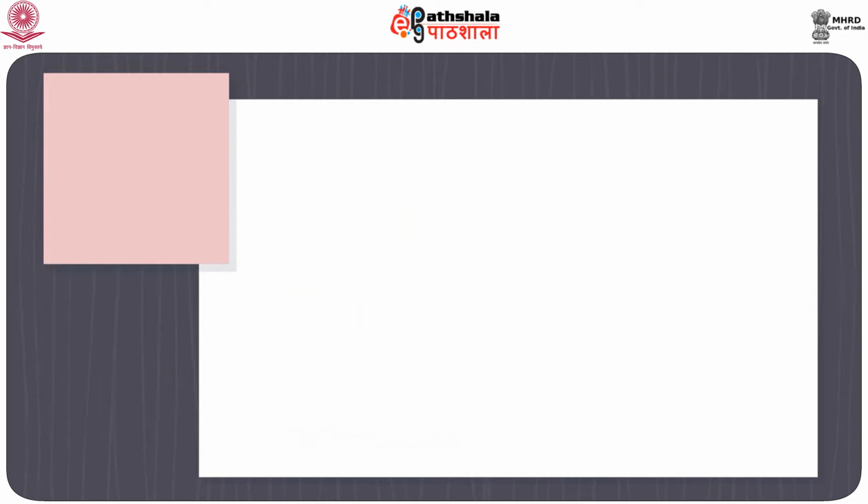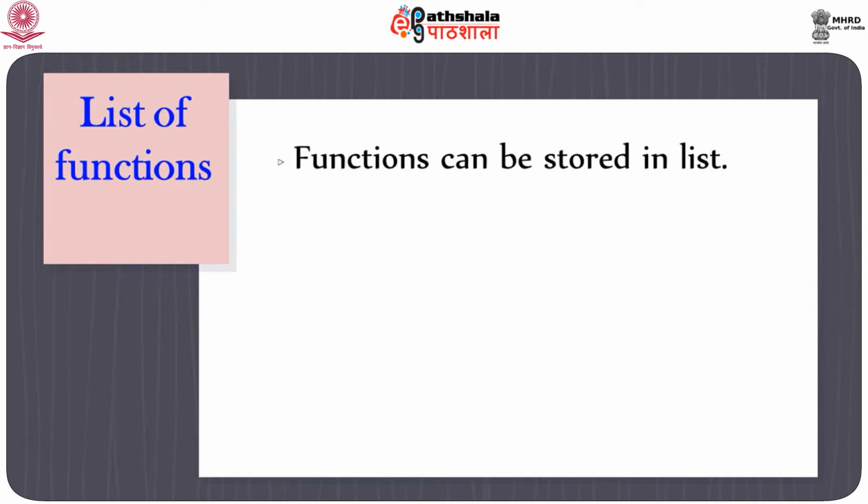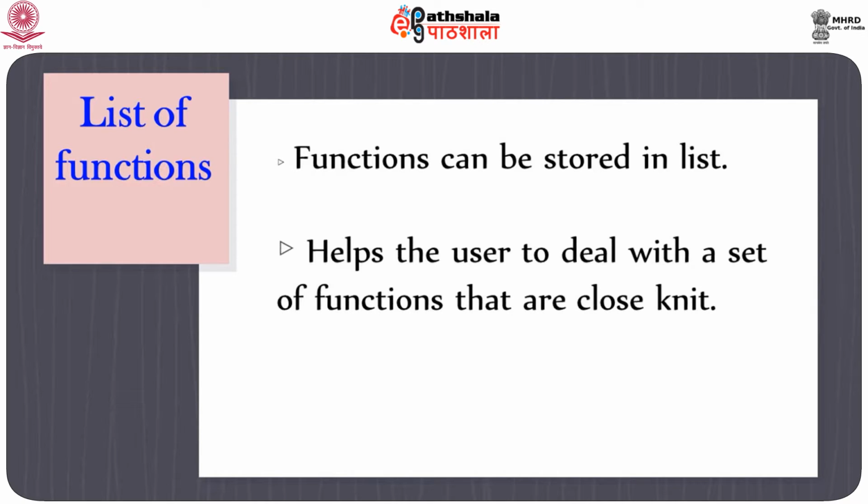Let us start getting the ideas of one of the most important components of functional programming, which is called list of functions. The idea is that in R, functions, like any other kind of R object, can be stored in a list. So, how does it help? It actually helps us to work with a group of related functions. A list of functions helps the user to deal with sets of functions that are close-knit in some sense.